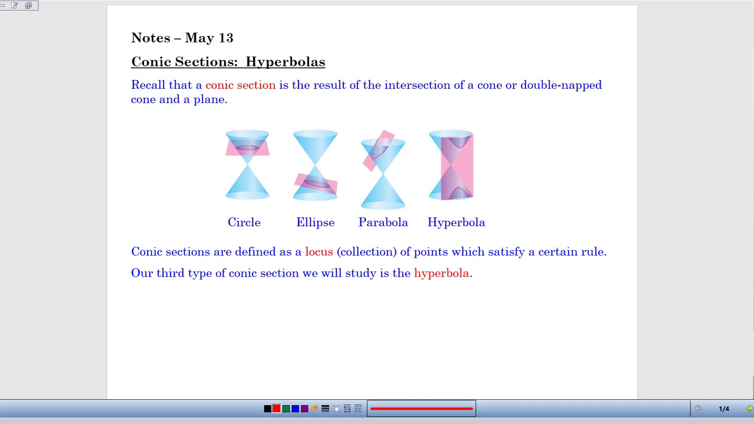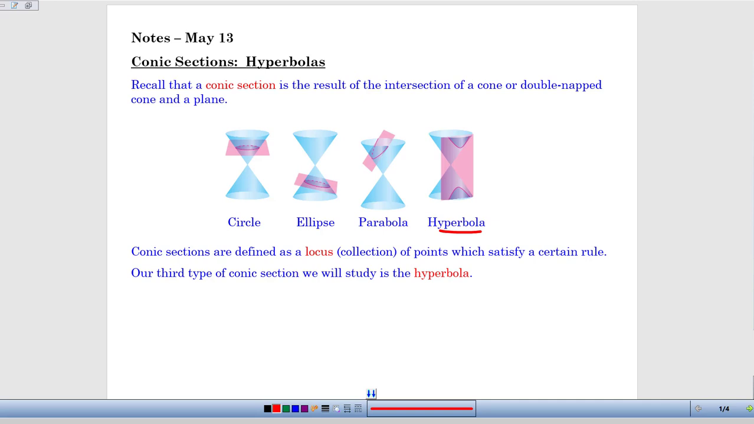Our third type of conic section that we'll take a look at is the hyperbola. We'll save the parabolas for last. And so as you can see there, it's the one shape, the one cross-section that has two separate pieces to it, two separate branches as we refer to it.